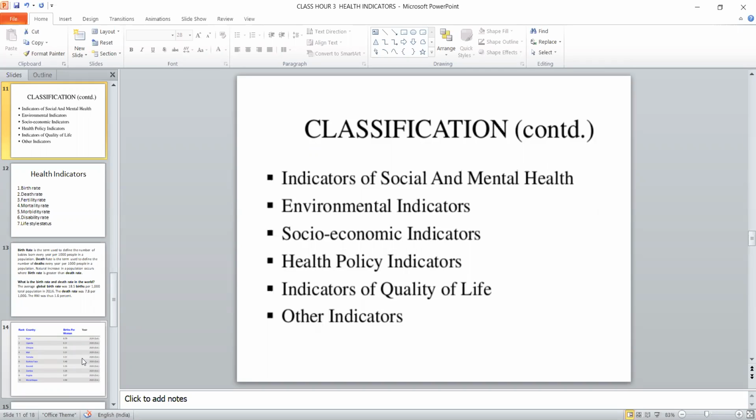Here we are including all insurance and assurance policies. The 11th one is indicators of quality of life, the Human Health Index, as we used to call it. That particular concept is included in this indicator. And the rest of the indicators we have termed as other indicators. There are many other indicators, but we use it as other indicators.